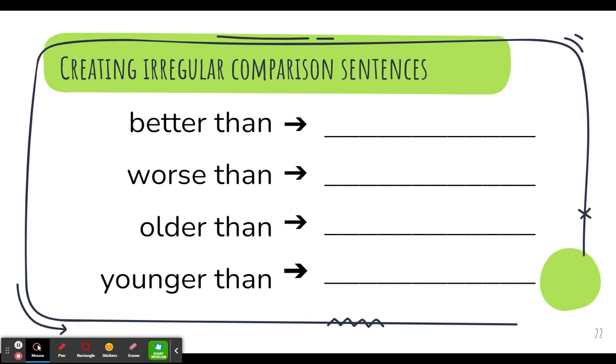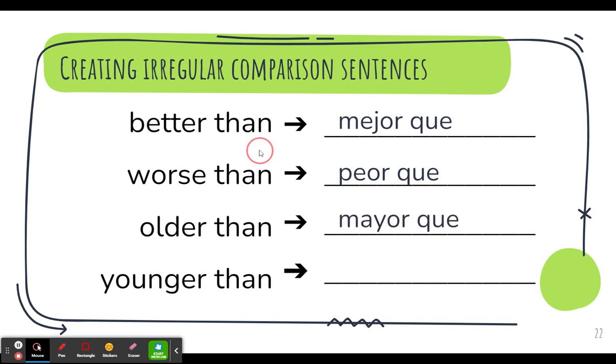There are irregular comparisons, and the irregular comparisons are almost easier because you're just using these words. So once you memorize these words, you just use the word as it is. Just like in English, we don't have gooder as a word. It goes to better. So this is irregular. So we have mejor que, better than, peor que, worse than, mayor que, older than, and menor que, younger than. So these have their own words instead of saying más or menos and then an adjective.